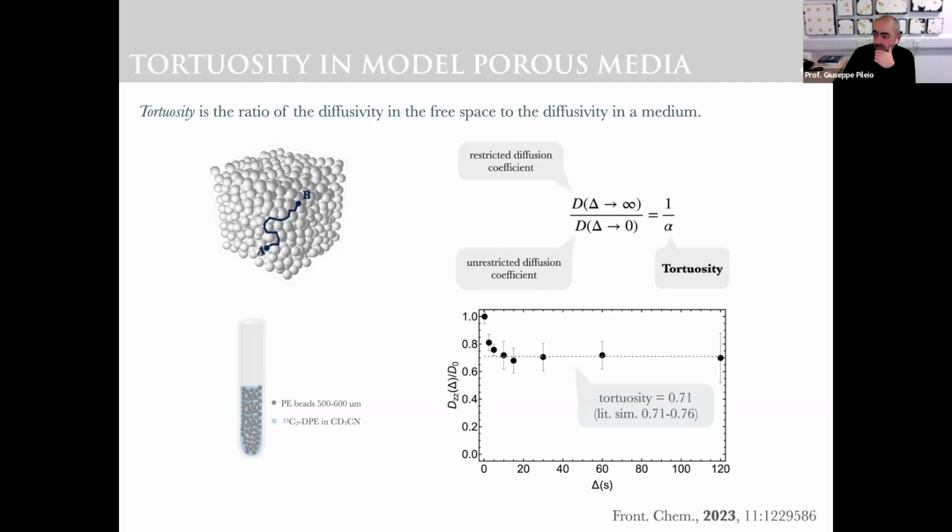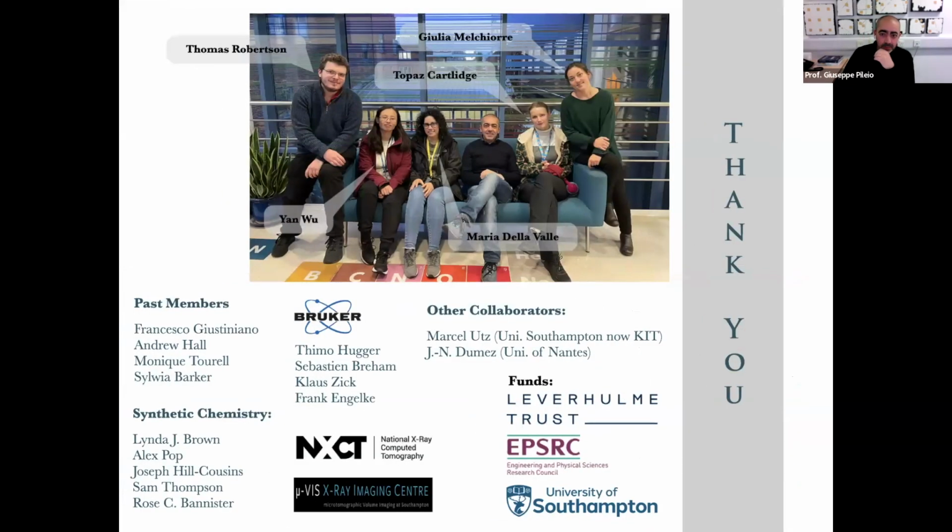So I think that is probably all I wanted to say today. I hope I showed you a lot of applications where we basically coupled the concept of long-lived spin states with the concept of pulsed field gradients.